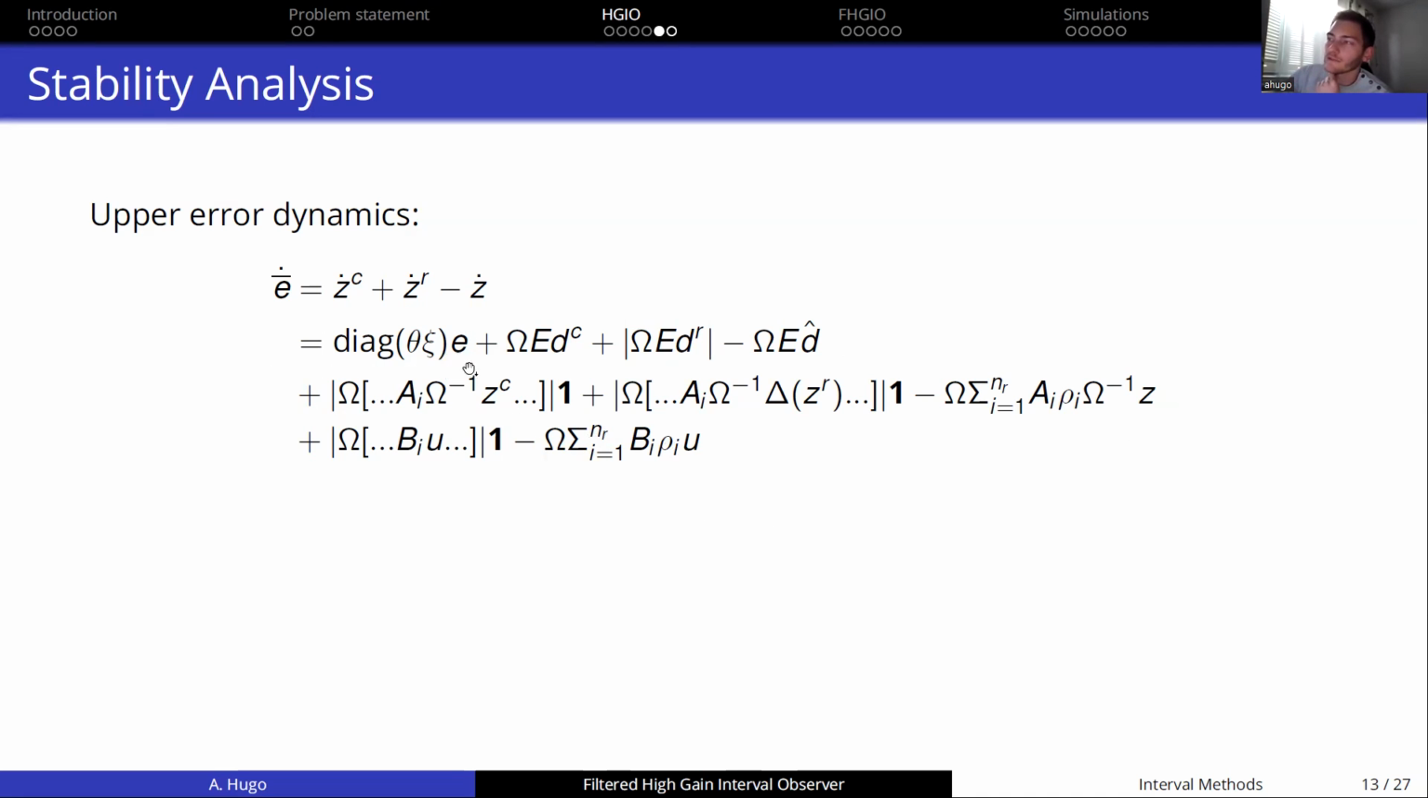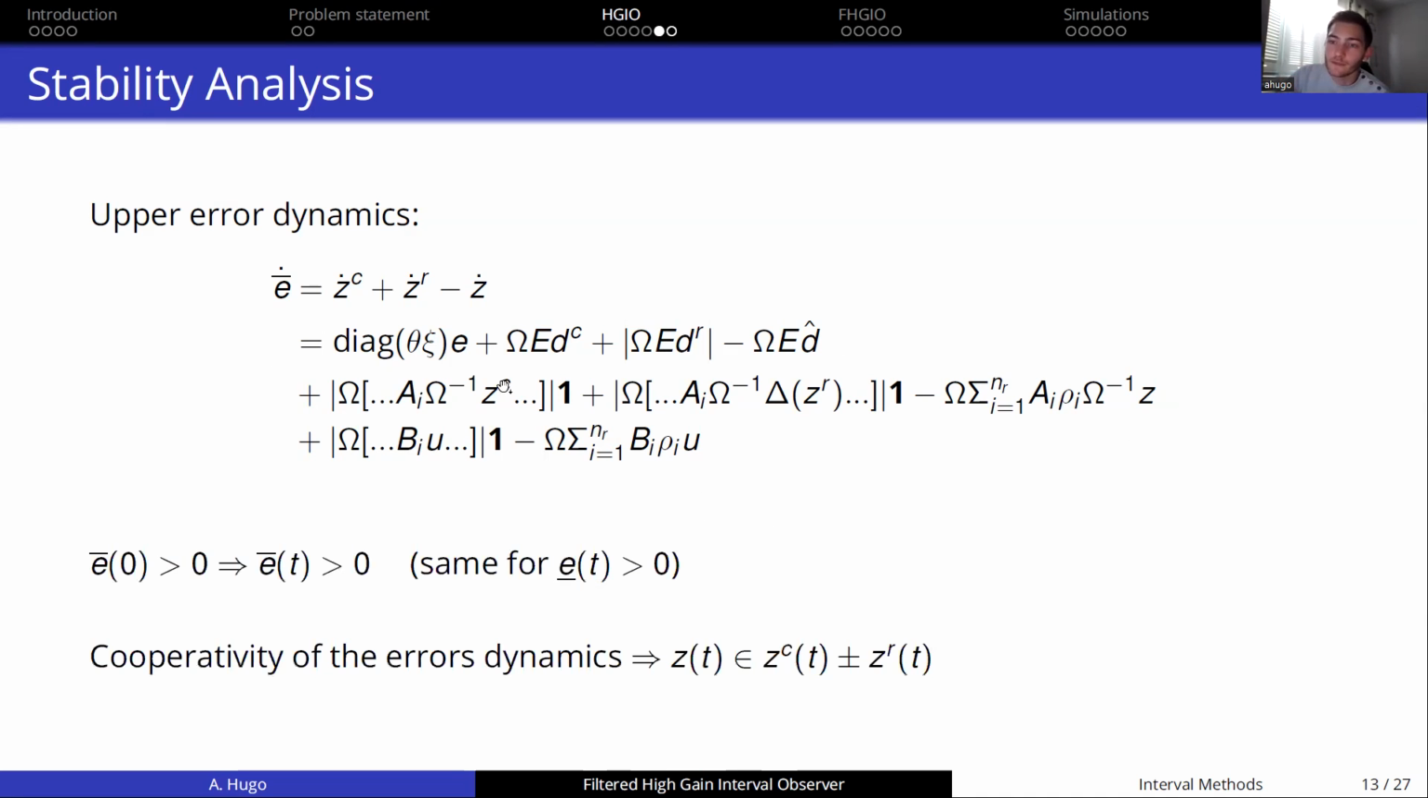Now, all of the terms except diag of theta xi are positive. If the state matrix is Metzler, which is the case, and if the initial error is positive, then the error dynamics will be cooperative, and thus we will have inclusion. I didn't write it, but it is the same for the lower bound dynamics. This way we prove that we have an interval observer that satisfies an inclusion property.